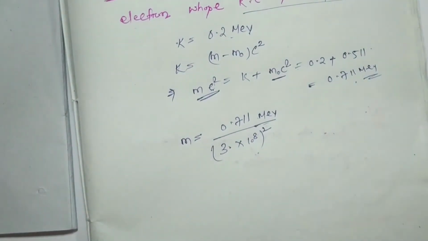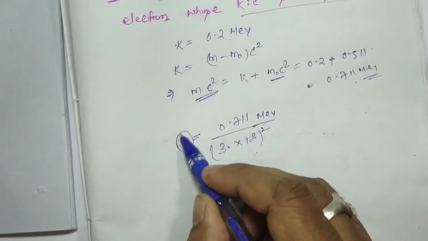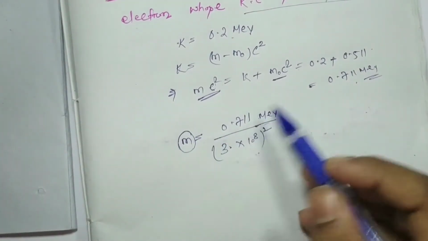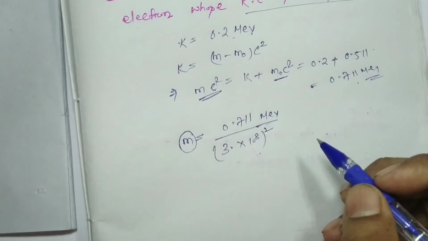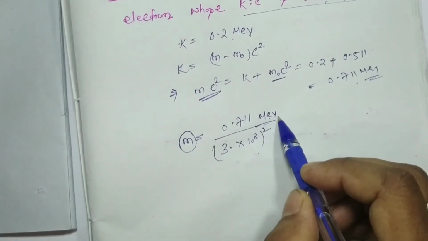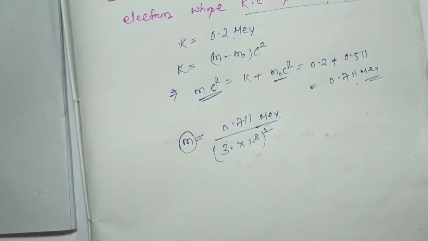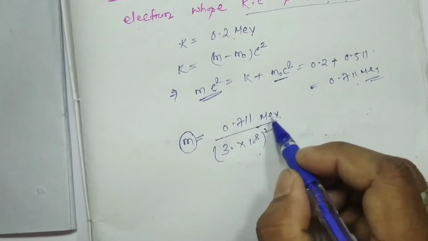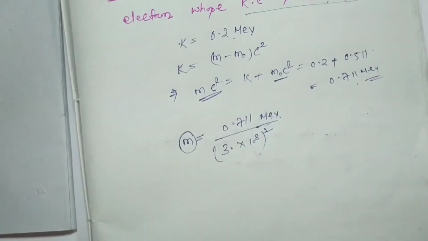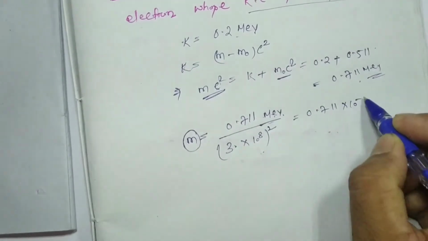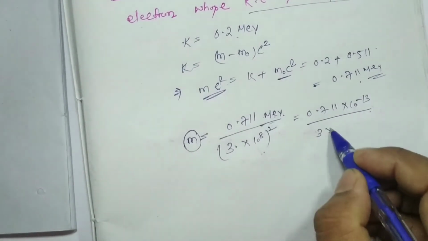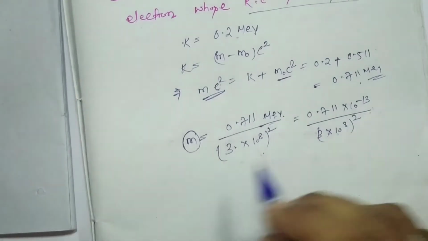But we need to find this value in kg form. So 1 mega electron volt we have to put in the form of joule. We know that 1 electron volt is nothing but 1.6 into 10 to the minus 19 joule, and 1 mega means 10 to the power 6 is going to be multiplied. So we found 0.7 into 10 to the power minus 13 by 3 into 10 to the power 8 square. You got my point?